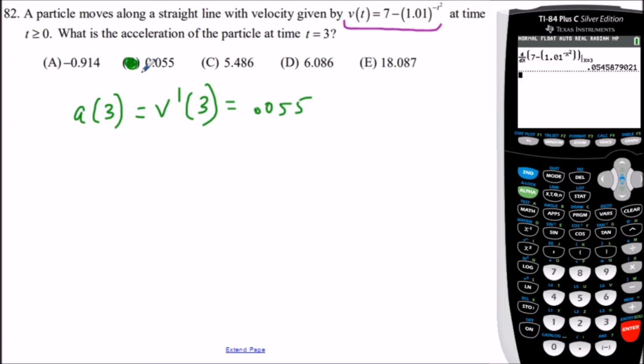All right, so just know for a lot of these questions in the calculator section, you could take this derivative by hand, but it is very time consuming, so you definitely want to make use of the technology as often as possible.